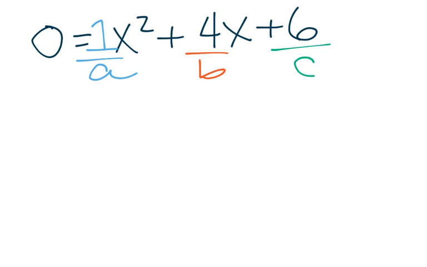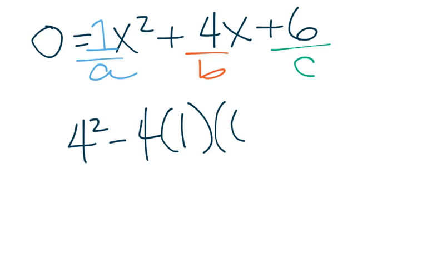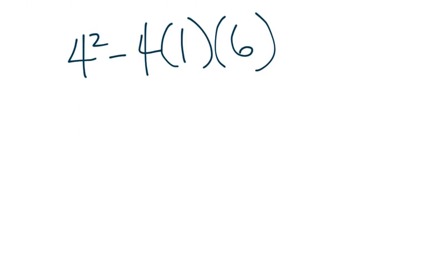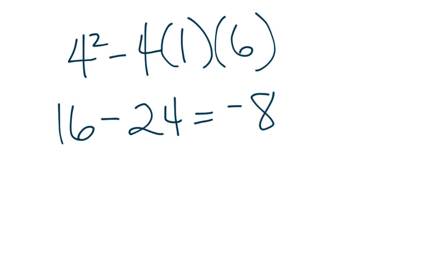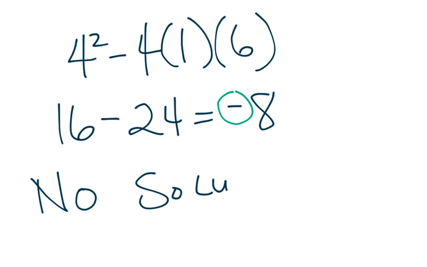And now we can use our equation for the discriminant. So b squared, 4 squared, minus 4 times 1 times c, which is 6. So 4 squared is 16, minus 4 times 1 times 6, that's 24. And this equals negative 8. Since this is a negative number, that means there are no solutions. And this is your answer.